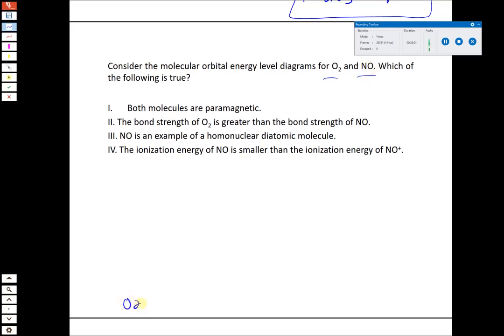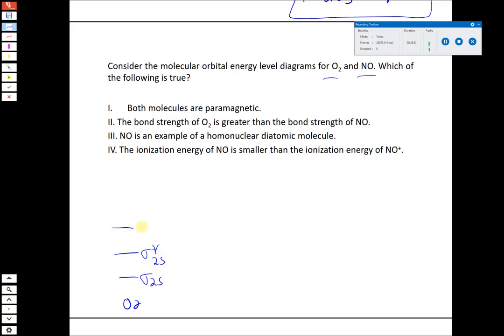For O2 we have this ordering. We have sigma 2s, sigma star. So this molecular orbital theory is a lot like we did for electron configurations. We just need to know the ordering of the sub-levels, the energy levels, from lowest to highest. And then we just need to fill them up with the correct number of electrons. The only difference here is that we can't use the periodic table to tell us the order because these are molecules, not atoms. But we have to remember these orders.